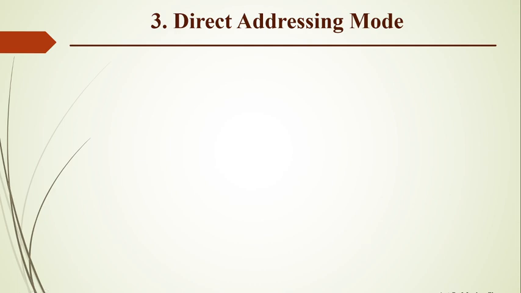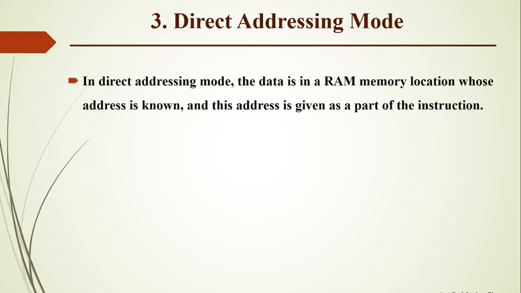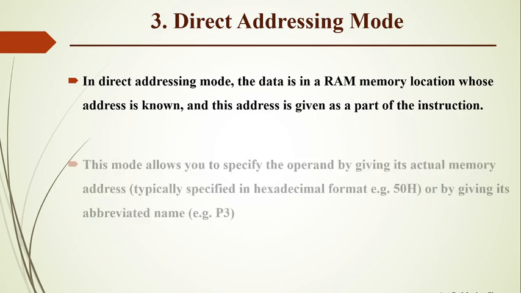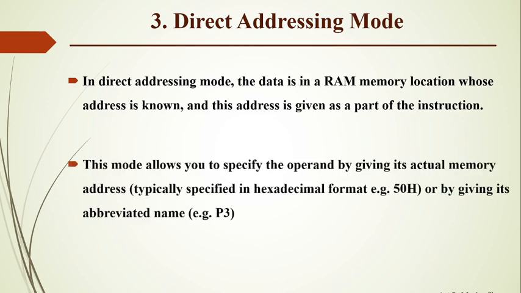The third addressing mode is direct addressing mode. In direct addressing mode, the data is in a RAM memory location whose address is known, and this address is given as a part of the instruction. This mode allows you to specify the operand by giving its actual memory address, typically in hexadecimal format. Whatever addresses we give in the instruction must be in hexadecimal format.